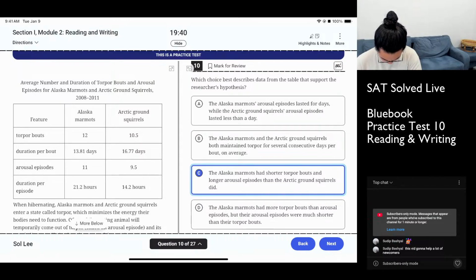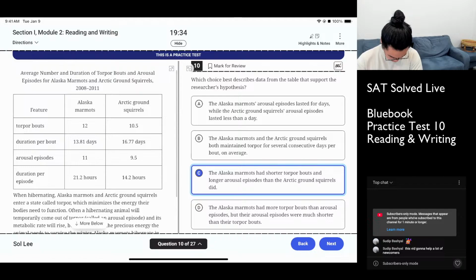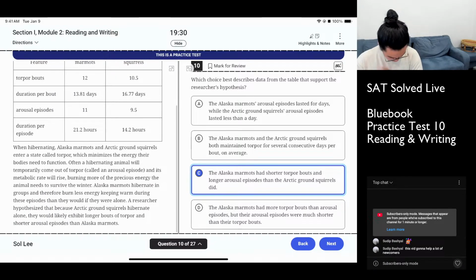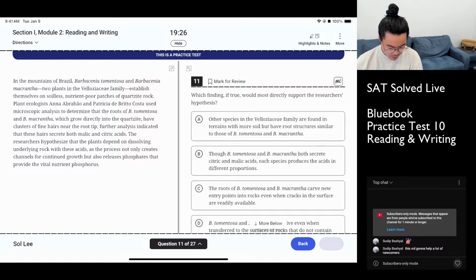Both? No. Marmots had shorter sleep. That's correct. And longer arousal, which is correct. This is just the inverse. Oh my god, so annoying. Okay. Yeah, I had the right prediction, but they just flipped it around and made me waste time. The College Board forced me to do process elimination on that one, even though I didn't really want to.